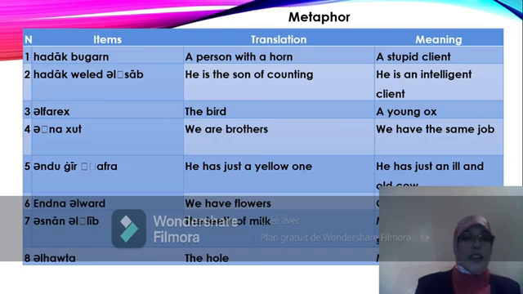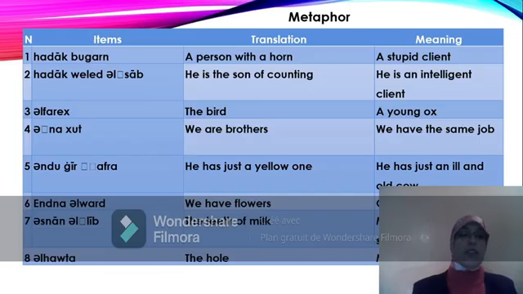Number 3, al-farkh. The translation in English is the bird. So the meaning is a young ox. Number 4, احنا خوت. Now the translation, we are brothers. The meaning, we have the same job. So this is again between butchers who are neighbors.